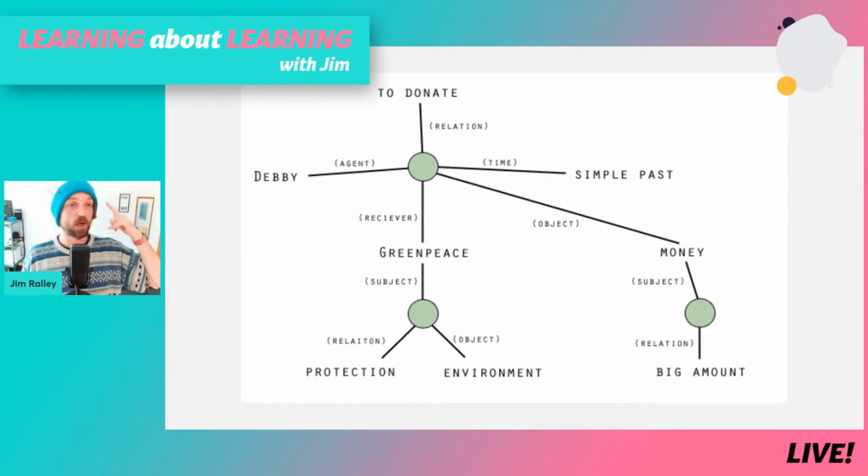Propositions are, Debbie donated something in the past. That's the first proposition. The second one, that it was money, and a big amount of money. The third one, that it was to Greenpeace, who work on the environment to protect the environment. So there are these three concepts that exist in a pre-lingual form.